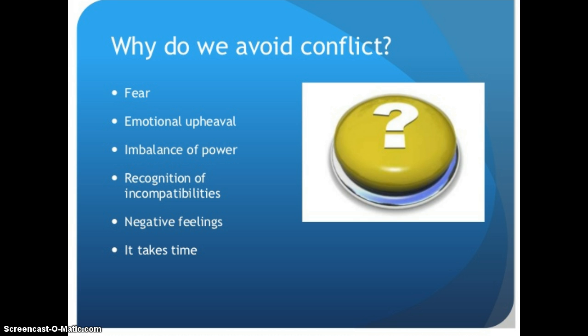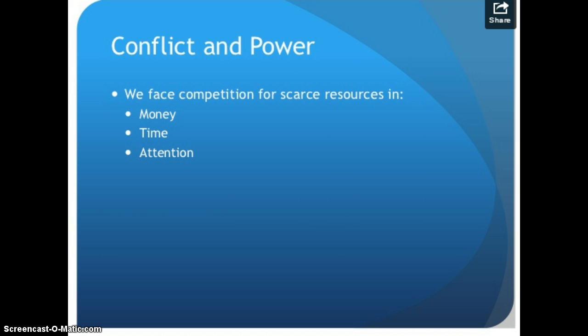So conflict and power. This is probably the most critical component in regards to conflict, is recognizing the struggle of power or for power within our interdependent relationships. And there are scarce resources in our money, our time, and just how much attention we can give to varying people. So it is because of these three piles of resources that conflict typically takes place.